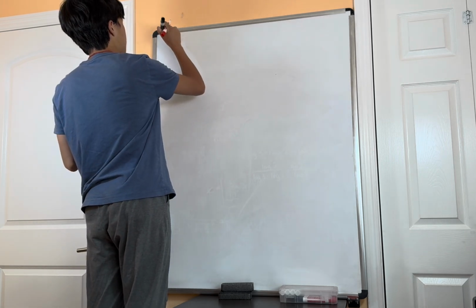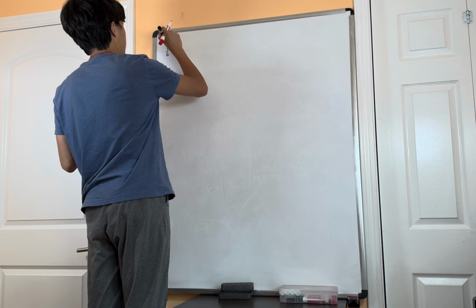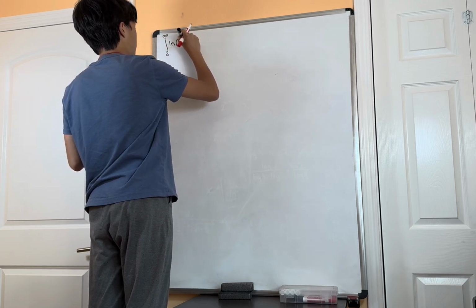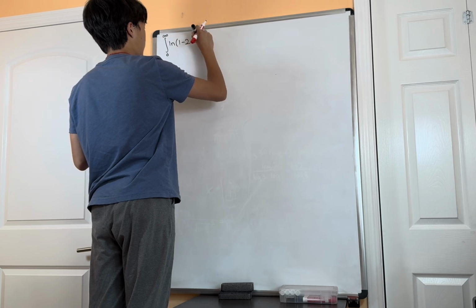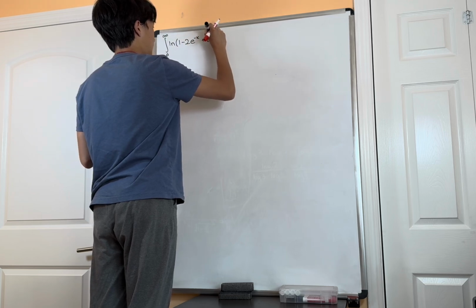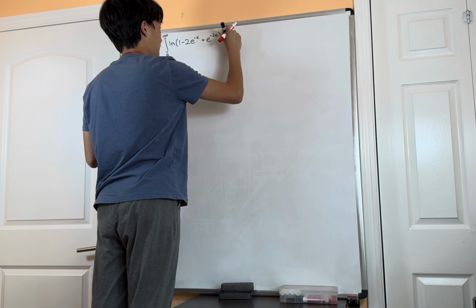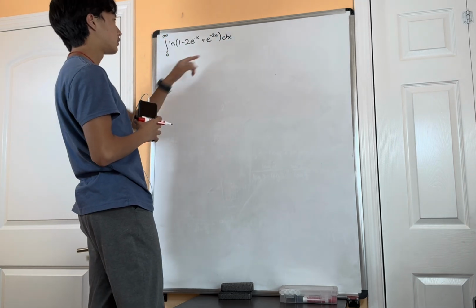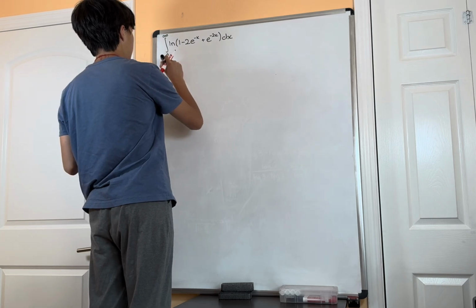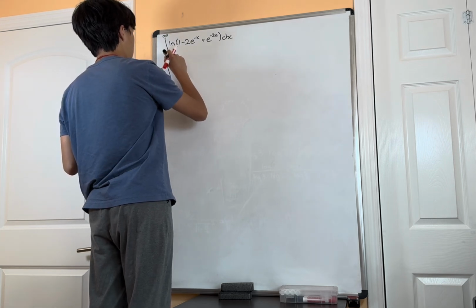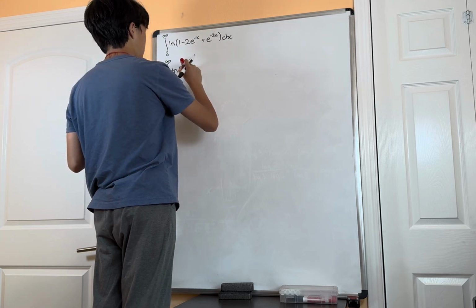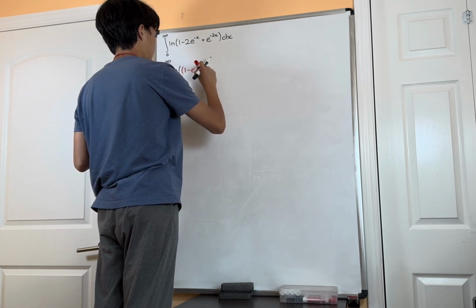So we want to take a look at this integral right here. Integral from 0 to infinity of the natural logarithm of 1 minus 2e^(-x) plus e^(-2x) dx. Now, you can immediately see that this is factorable on the inside, so if we just go ahead and do that, because this is a perfect square trinomial in terms of e^(-x), this just gives us (1 minus e^(-x)) squared.